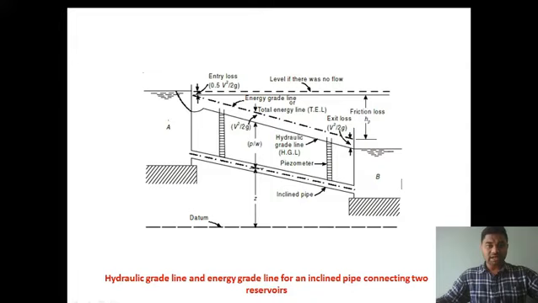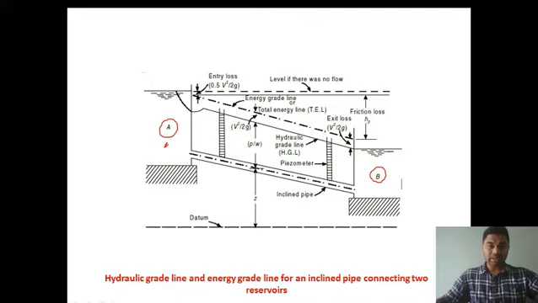Let us consider that there are two reservoirs, reservoir A and reservoir B, and the liquid is being transported under gravity. The liquid is being pumped through a constant diameter pipe from reservoir A to reservoir B. This is our reservoir A.